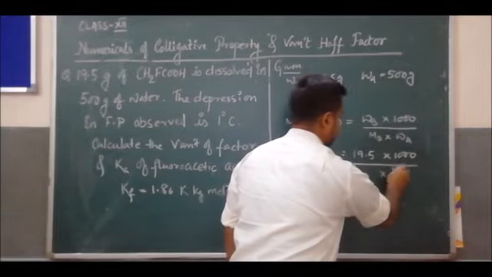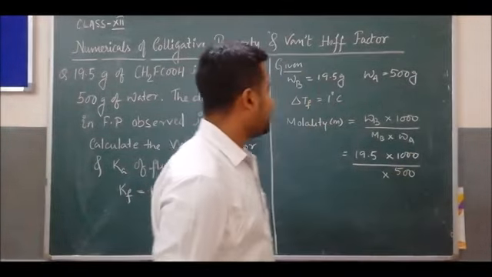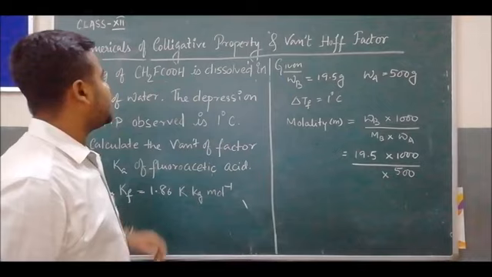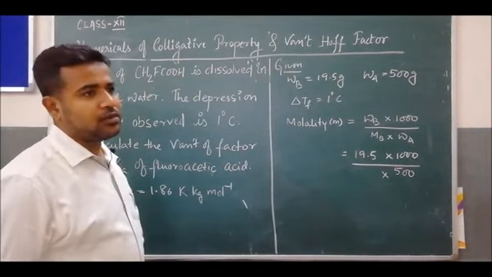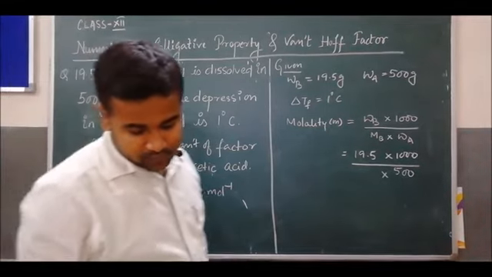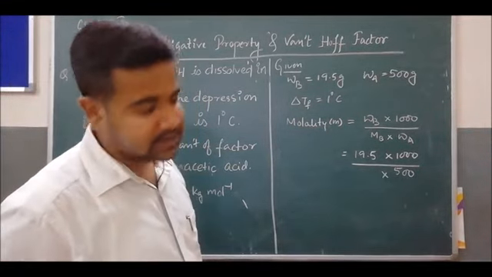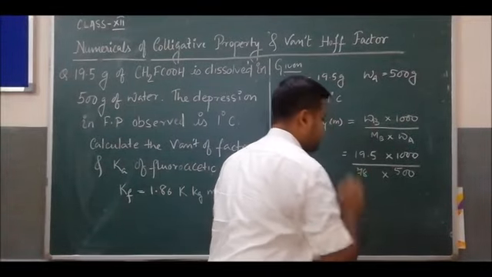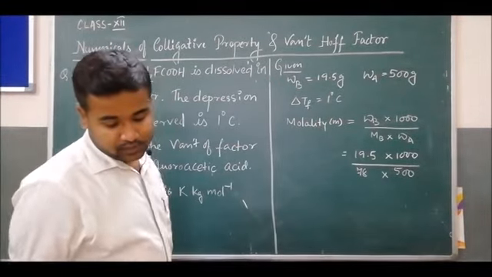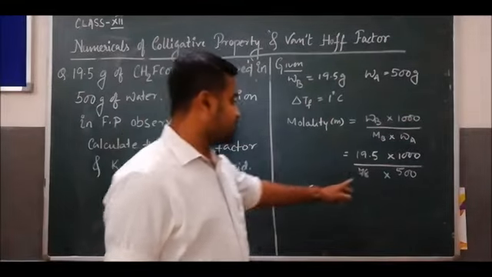Here it is 500 gram. Okay, and if we calculate from this formula, the molar mass of fluoroacetic acid will be considered as 78 gram per mole. Clear? We will consider it as 78 gram per mole.